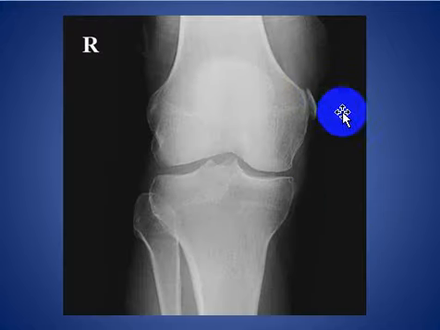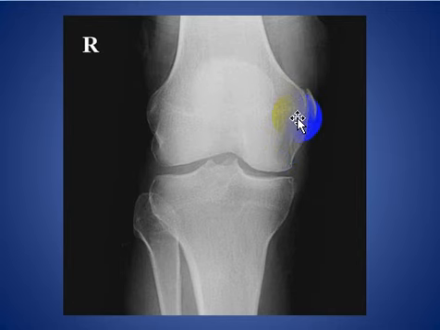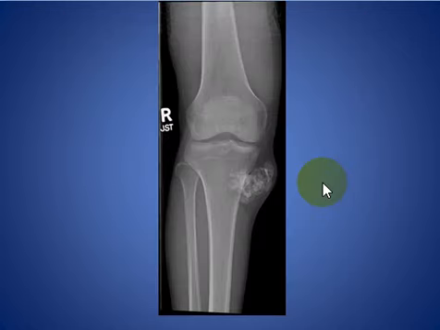And another patient with Pellegrini-Stieda calcification or lesion. This is due to chronic injury to the medial collateral ligament with calcification, with avulsion injury. Here, this is a patient with symptomatic osteochondroma of the upper tibia.